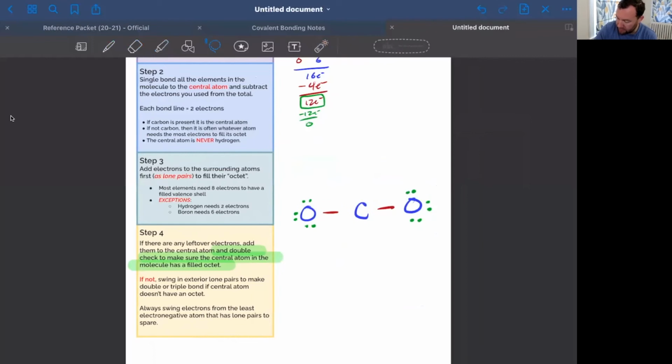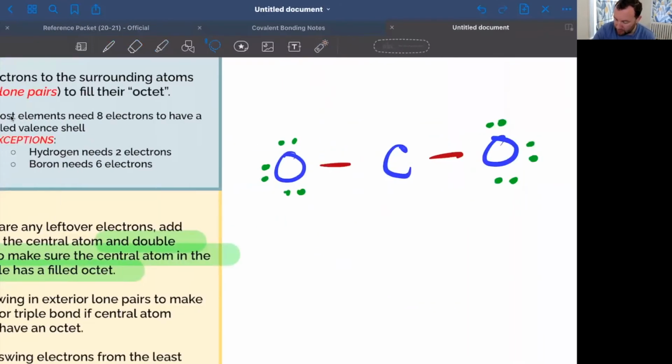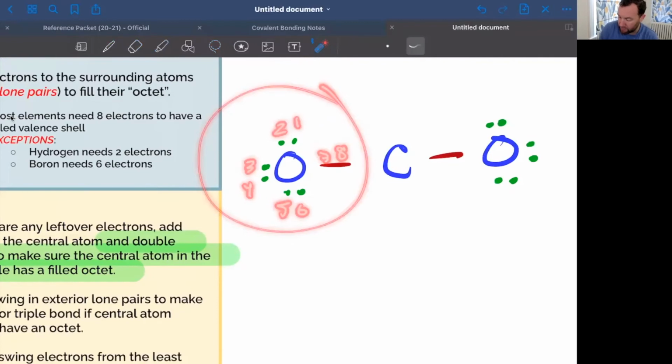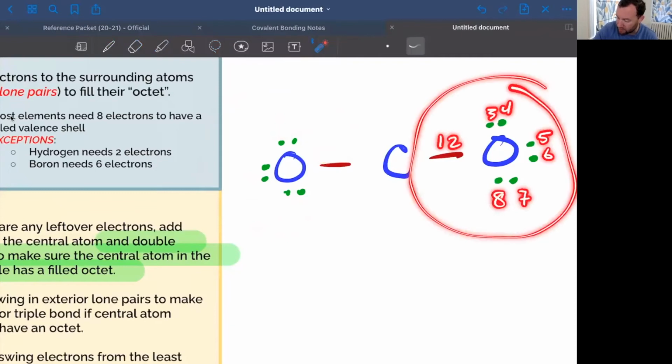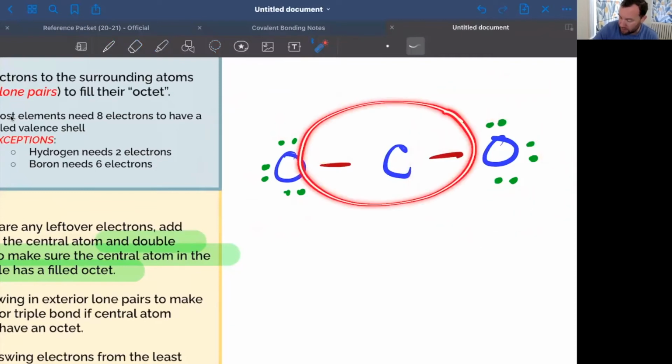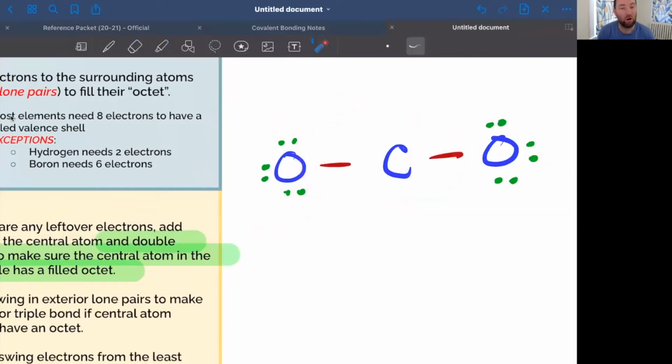If I look at this CO2, what I can see is that I have 1, 2, 3, 4, 5, 6, 7, 8 electrons around that oxygen. And again, 1, 2, 3, 4, 5, 6, 7, 8 electrons around this oxygen. But if I look around what's around this carbon, it says 1, 2, 3, 4. Okay, so I have 4 electrons. I do not have an octet. So I have to get that number of electrons around the carbon to be an octet.